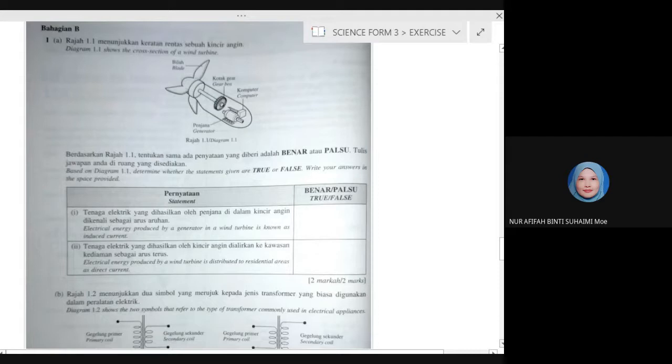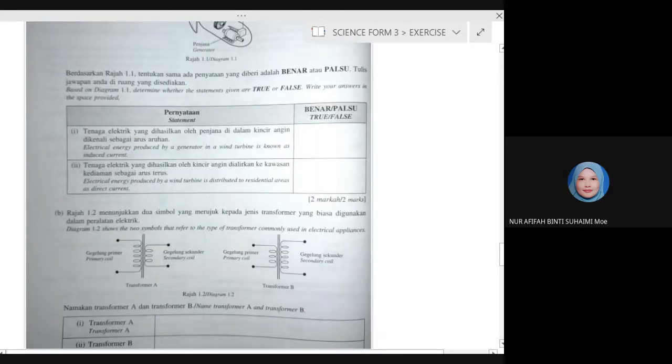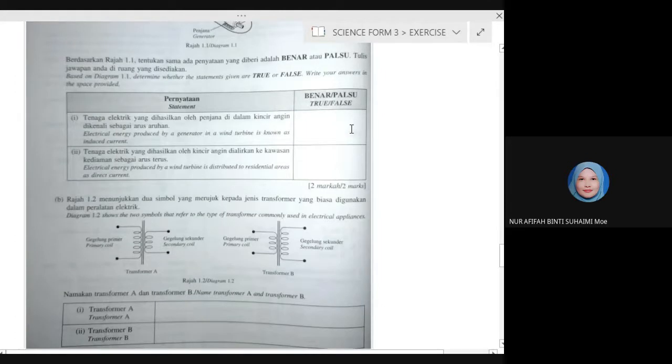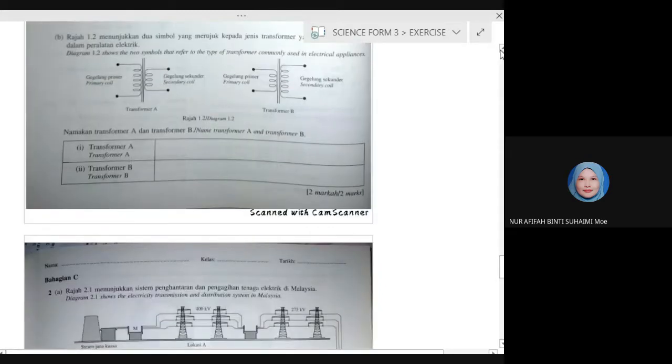Bahagian B, wind turbine, true or false. Kalau dia cakap true, false, you write down true or false. Okay. You ni kadang-kadang kalau buat true false, buat cross lah, buat tick lah. Macam-macam simbol ada. Okay, B.